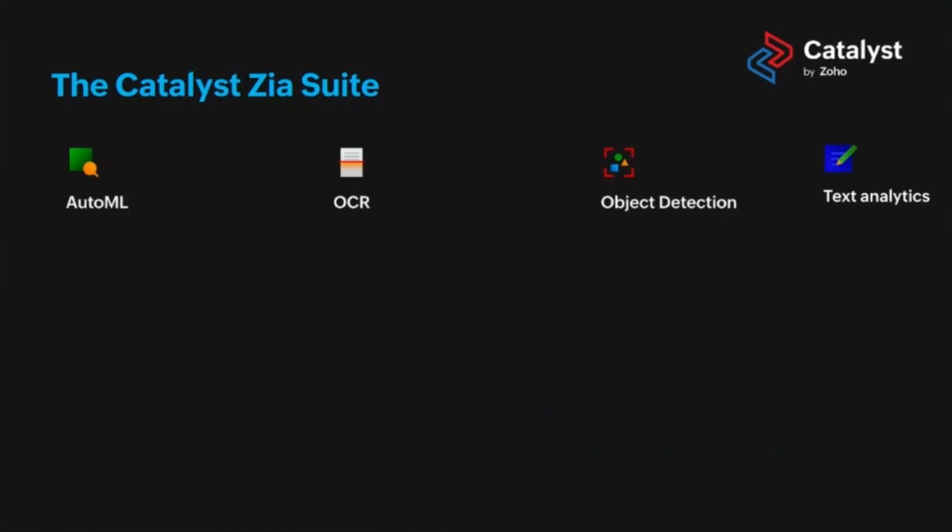So the Catalyst Zia Suite comes with multiple options. As you can see on the screen here, we have a couple of features listed, which includes AutoML, OCR. I'll be going into every feature in detail, but right now I'm just going to take a 2-second pause to see if you have any questions. So if you have any questions, please don't hesitate to shoot them in the chat box. We'll be taking a look at the chat box for 2 seconds or 5 seconds to see if there are any questions. If not, we'll proceed.